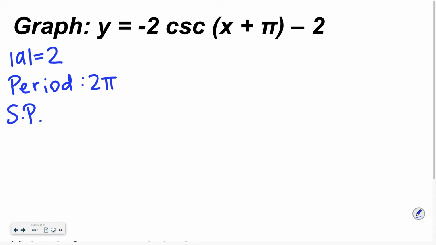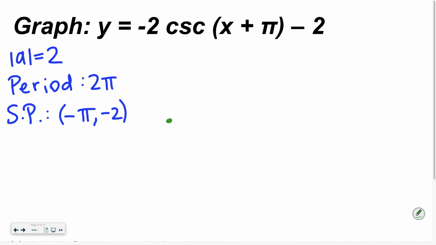Madeline, what do you have for your starting point? Pi negative 2? Why are you changing it to negative pi? Okay, we're a shift to the left because it's x plus pi, so that our starting point is at negative pi, negative 2. Okay, so now we're going to build a frame just like we would for what kind of reciprocal curve? A sine. Okay, we are going to build a sine curve based on this information.